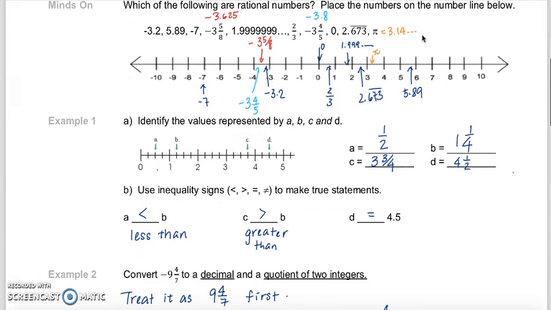And then the easiest way, most of you will think, to put these numbers on the number line would be to work out the decimal values of the fractions, like negative 3 and 5/8. How does that compare to negative 3 and 4/5? Well, 5/8 is 0.625 and 4/5 is 0.8. So you can see that negative 3 and 5/8 will be closer to 0 than negative 3 and 4/5.